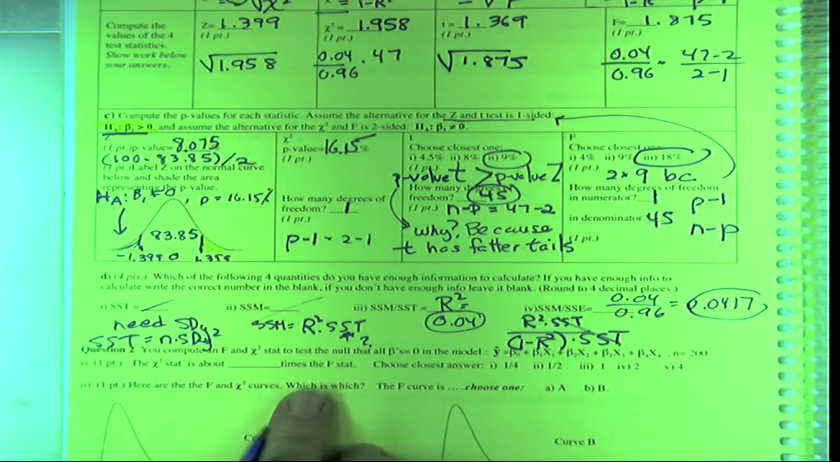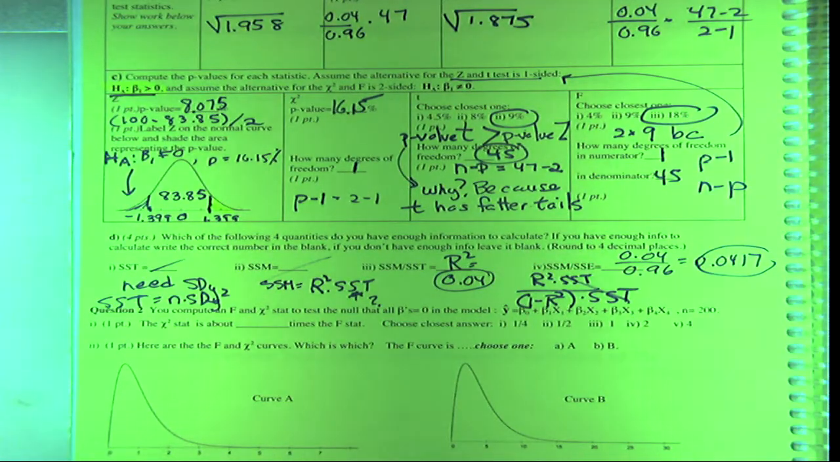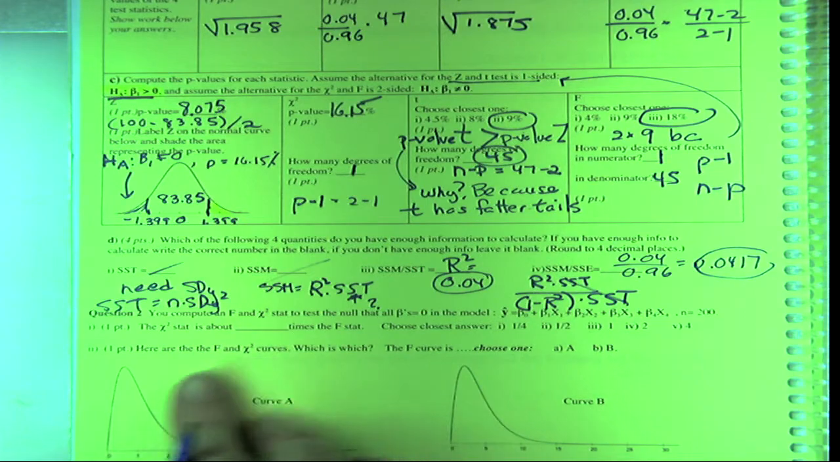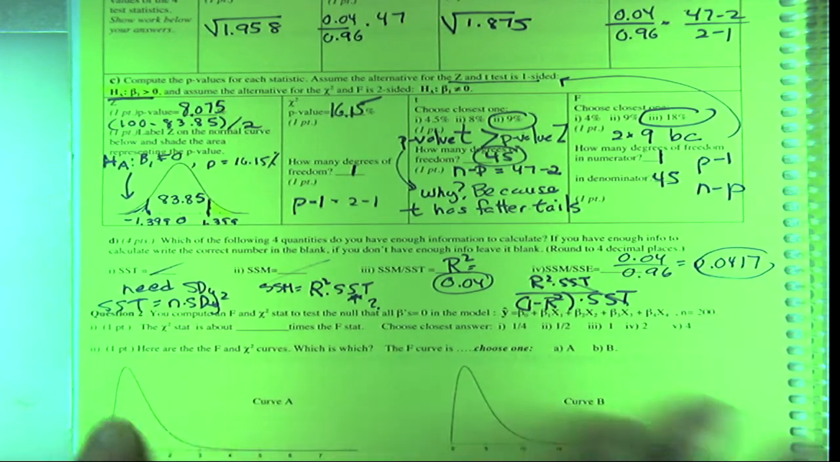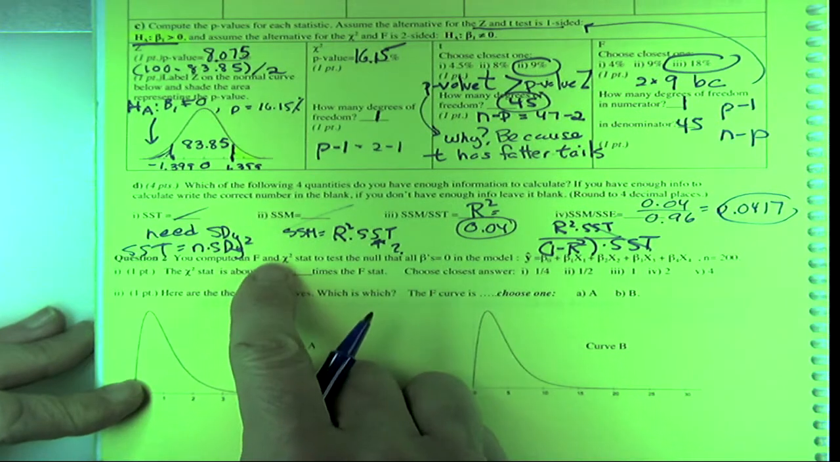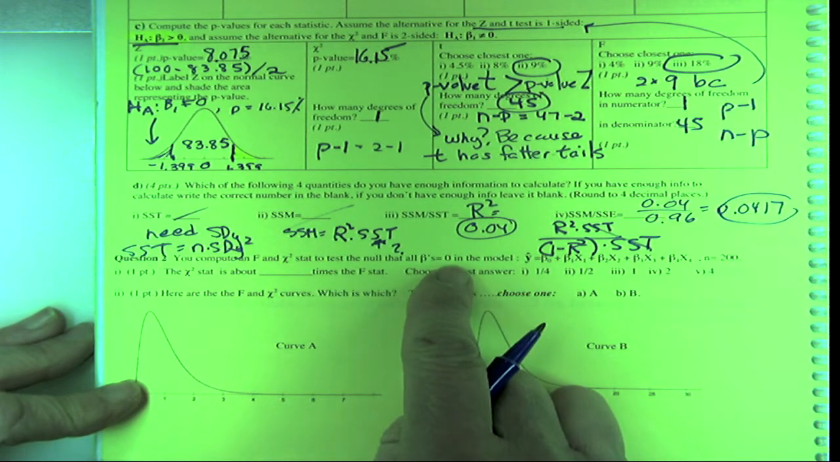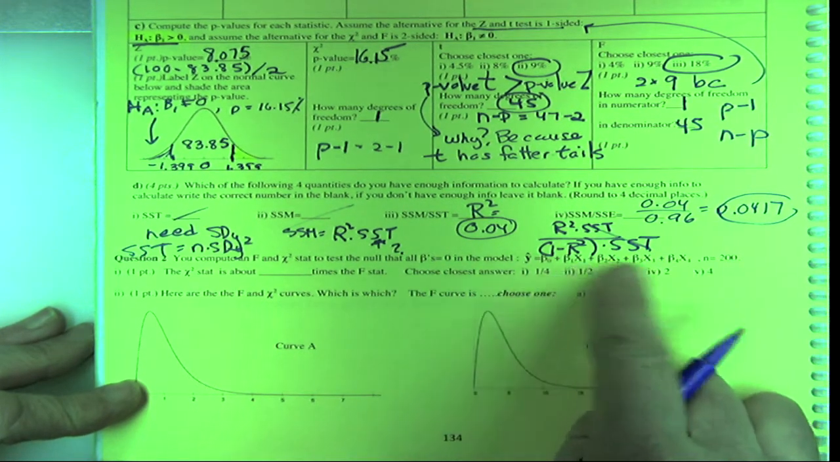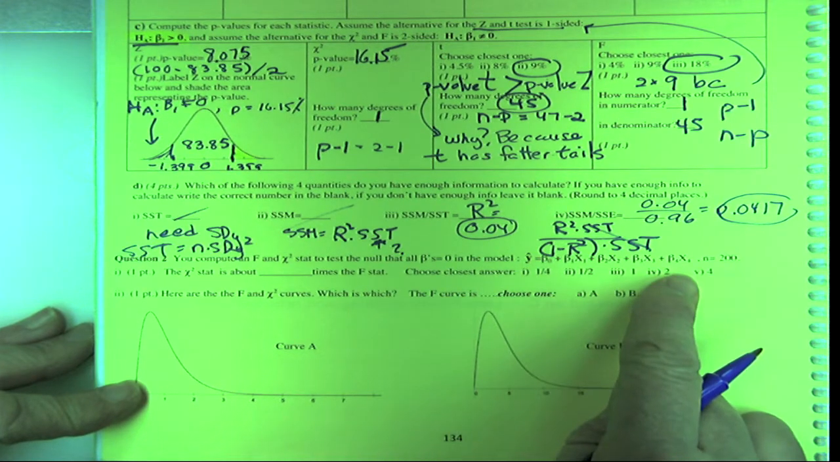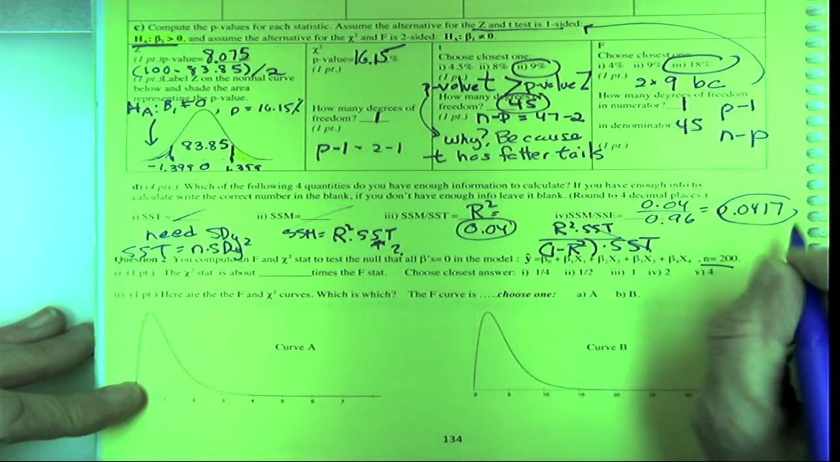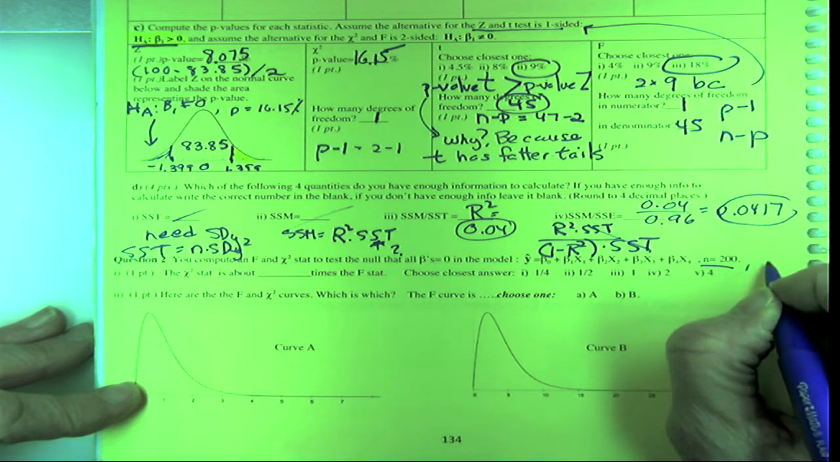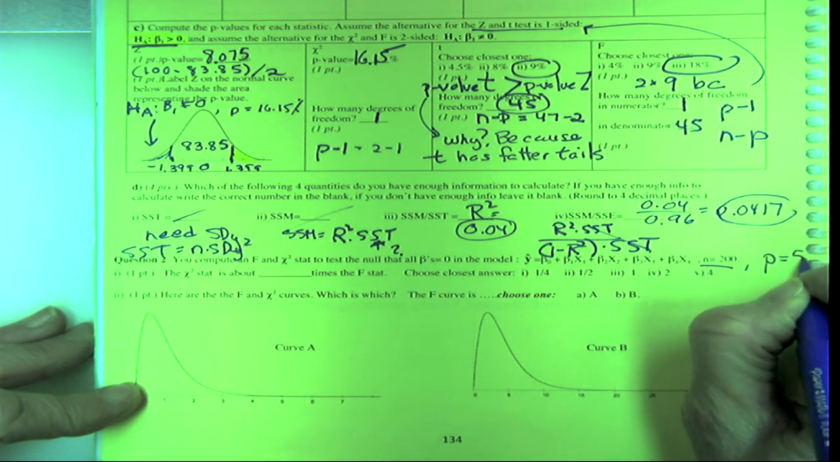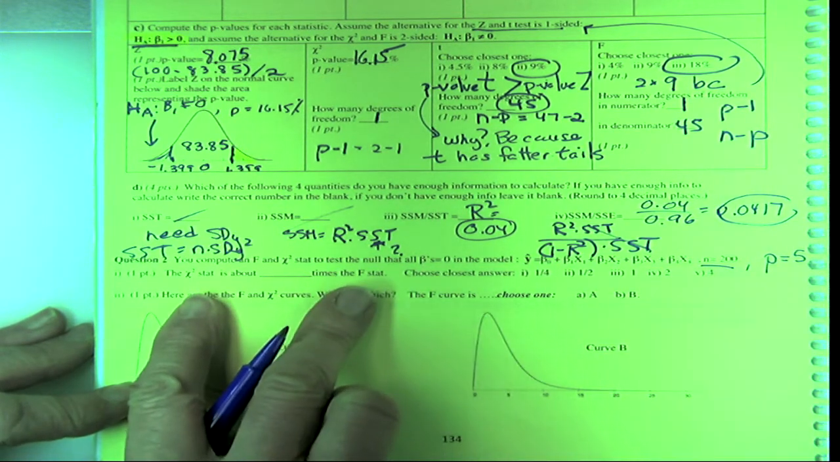Okay, so these are just, this is a conceptual question here. You compute an F and chi-square test to test that all the betas in this model that has these 4 slopes, 5 parameters, n is equal to 200, and p is equal to 5. How do the chi-square and the F test compare?